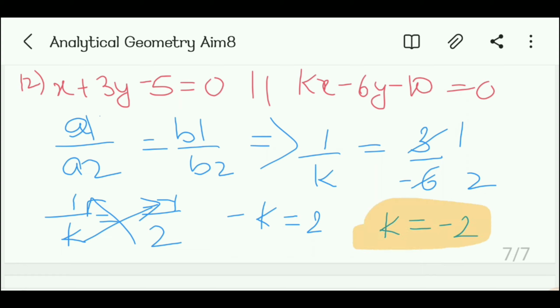Now this is the value. So simple, right? So with this we have completed our AIM 8 challenges. Next video we will see the packages.